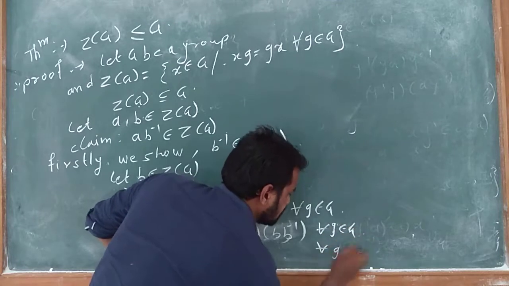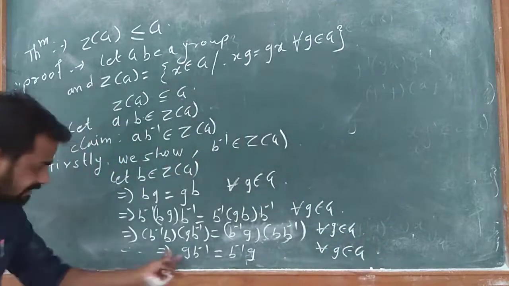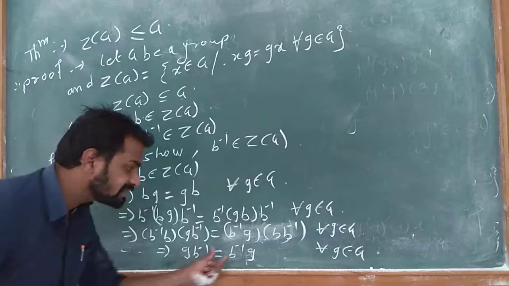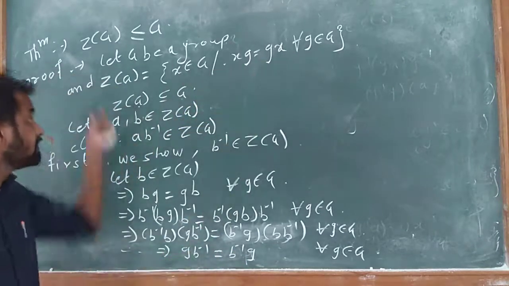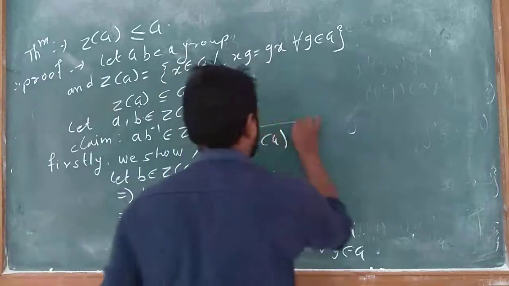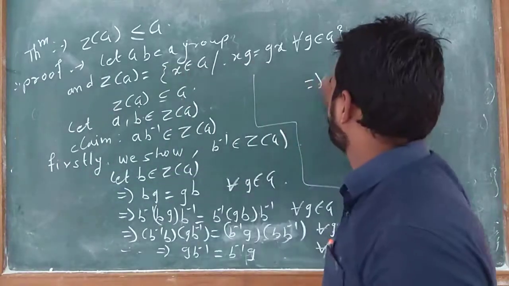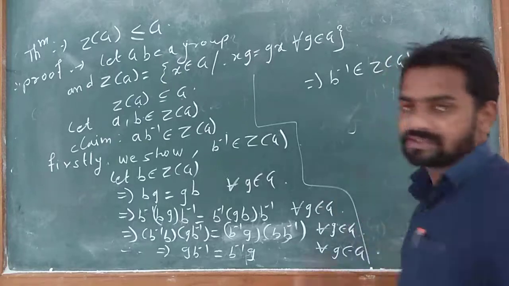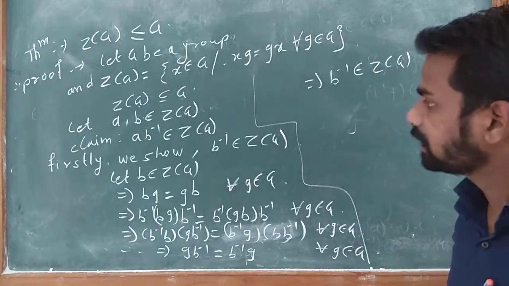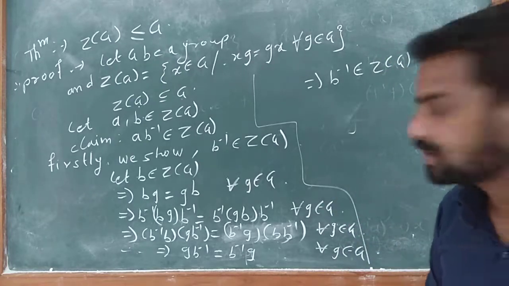Of G belongs to G. That is, here we are saying G B inverse is equal to B inverse G, therefore here B inverse belongs to Z of G. This implies B inverse belongs to Z of G. Now we have to only show that A B inverse belongs to Z of G.